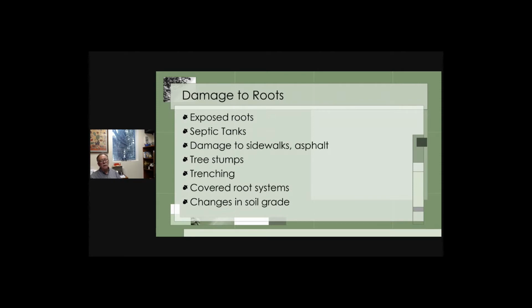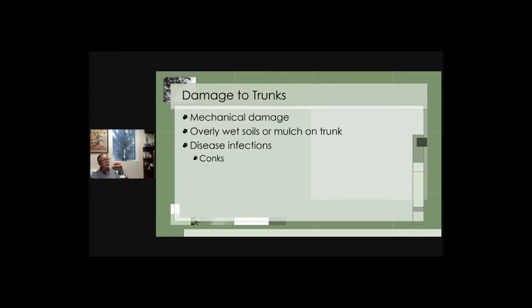So damage to roots, sometimes we have exposed roots that grow on the surface. We can get those damaged by mowers, pedestrian traffic. We might have issues with septic tanks, damage to sidewalks and asphalt. We may have tree stumps. We may have trenching that occurs around trees, covered root systems where we have to add soil, and then changes in soil grade.